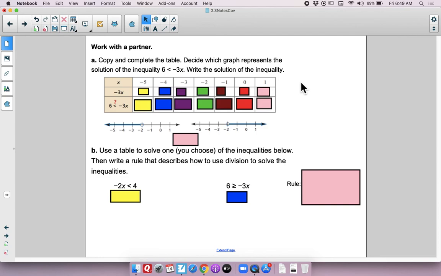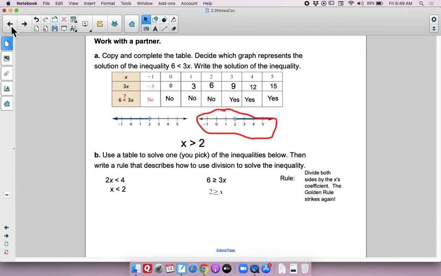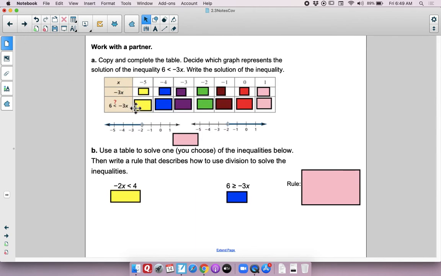Okay. Now try the same thing here, but this time we're going to have a little bit of a difference because before it was x and 3x, now it's x and negative 3x. So go ahead and do the same thing and then pick your graph. So you got 15 and yes.